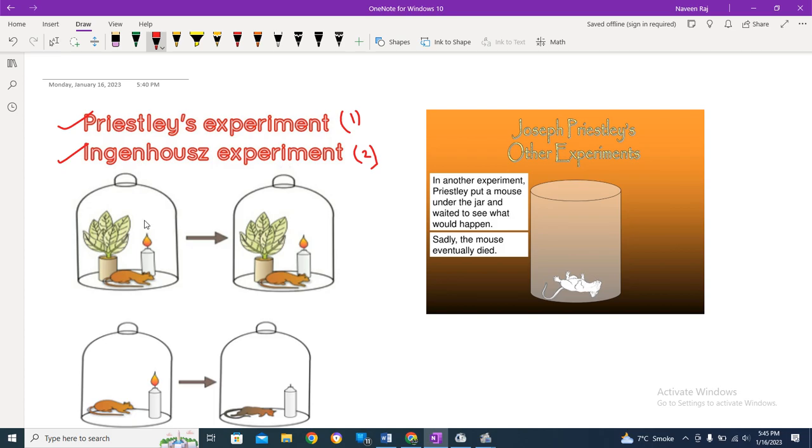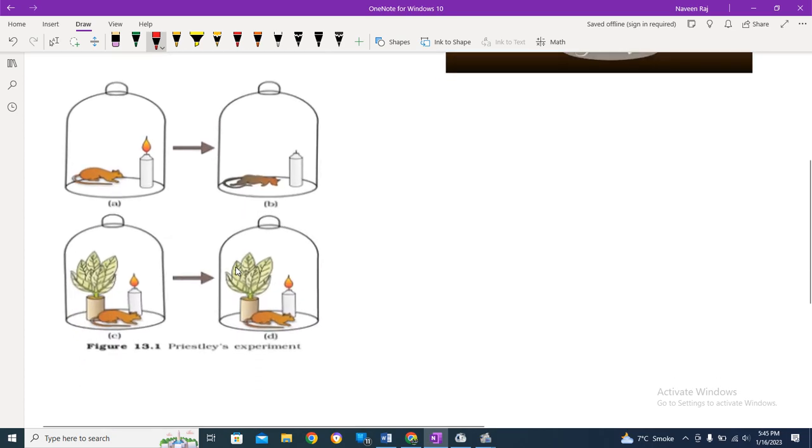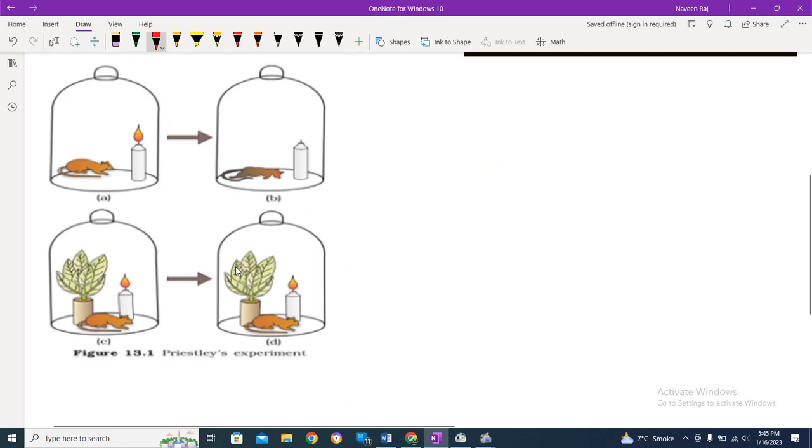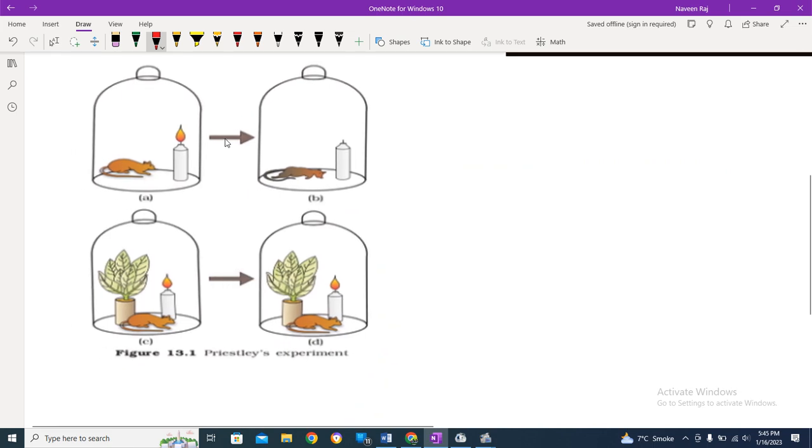First of all, I'm showing you this diagram. This diagram is showing you the whole experiment. What happened is that he revealed the role of air in the growth of green plants, and basically observed a candle burning in a closed space, and a mouse in it soon suffocated in the closed space.